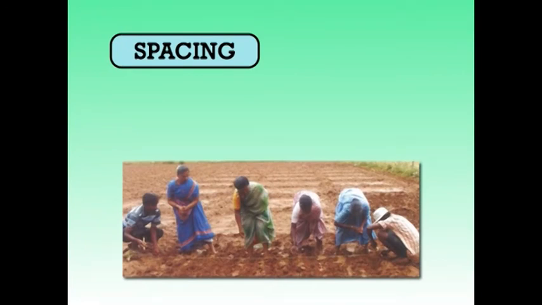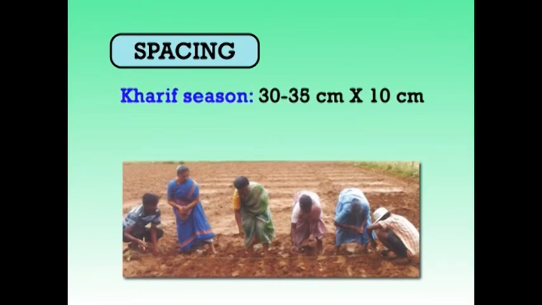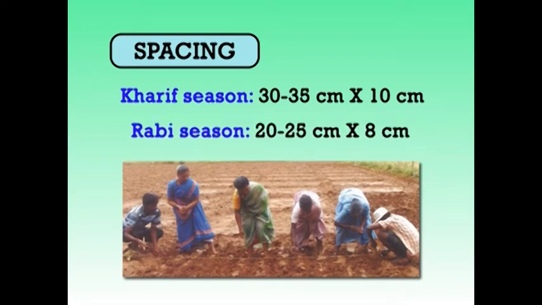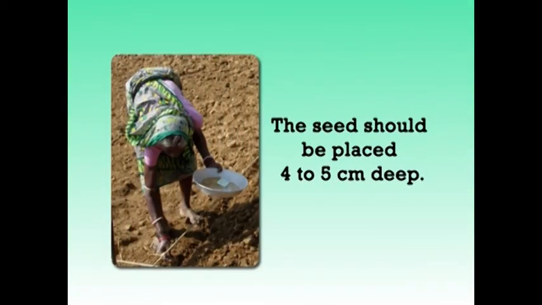Now about the spacing. During Kharif season, 30 to 35 cm by 10 cm spacing should be maintained. For Rabi as well as summer season, 20 to 25 cm by 8 cm should be maintained. The seeds should be placed 4 to 5 cm deep.